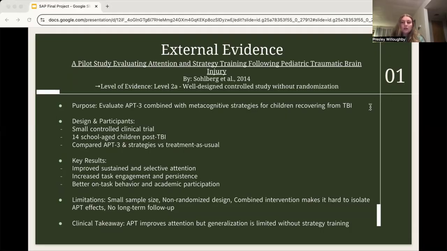The results demonstrated significant improvements in sustained and selective attention, better task persistence, and observable improvements in on-task behavior in the classroom. Teachers noted improved academic participation, and parents reported increased independence during homework routines. Although the study supports APT's value, its limitations include the small sample size, lack of randomization, and difficulty isolating the effects of APT from the strategy components. The results suggest that APT is most effective when combined with the strategy-based interventions.